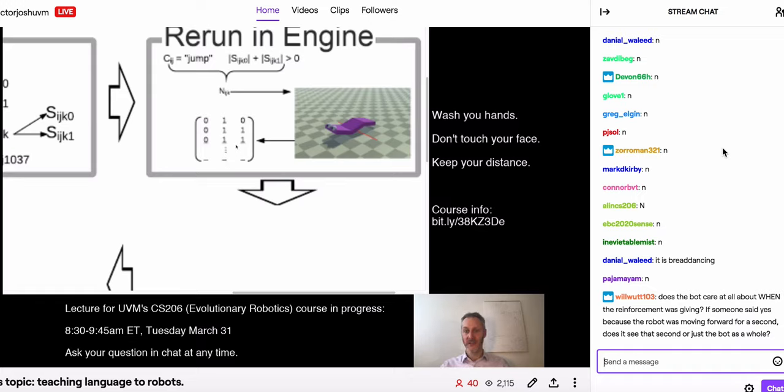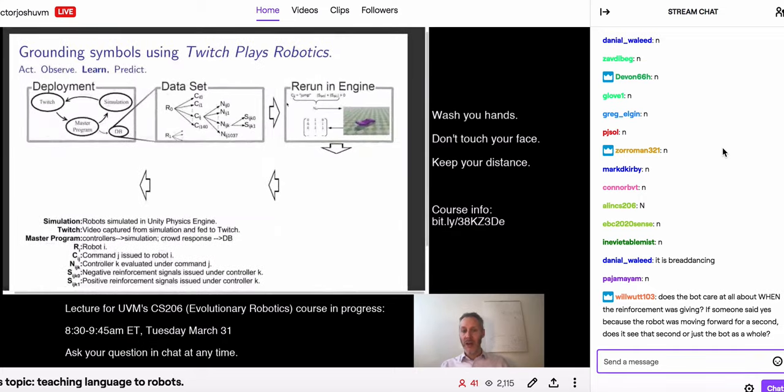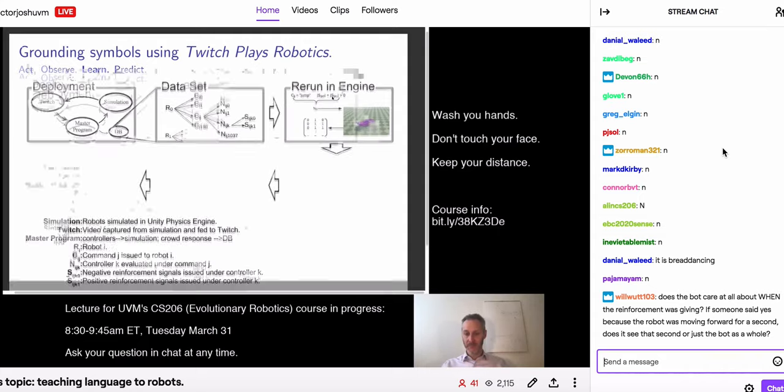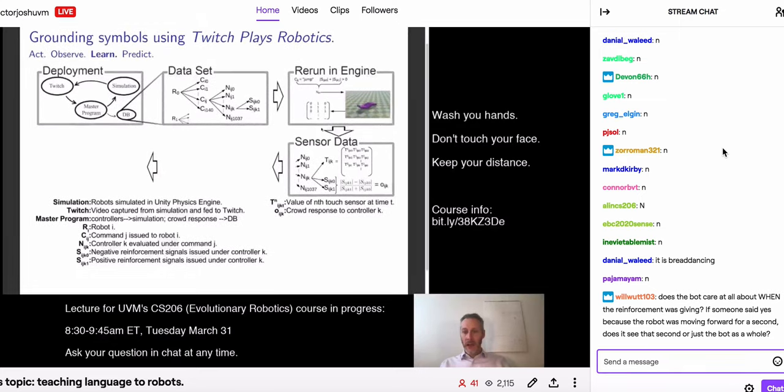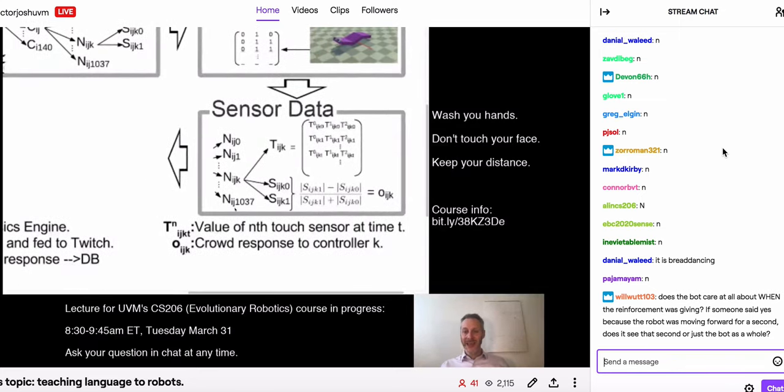And as you can see here, this is binary information. Either the touch sensor was not firing or it was. So now, what do we have? We have a set of controllers. For each of those controllers, we have the reinforcement signals, and we have this matrix. So we're going to take each of those controllers, and we have this T matrix for each controller, the touch sensor information, and for each matrix we're going to compute O, which is this proportion of yeses and no's.